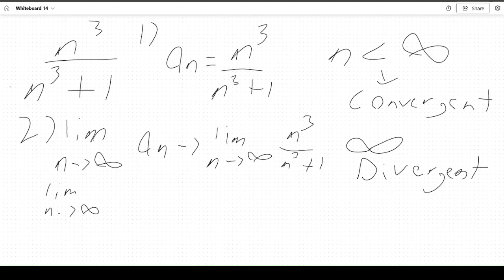So in this case, the highest exponent in the denominator is n to the power of 3. So we're going to divide all the numbers or values, and we have to divide it by n to the power of 3. So it would just look like this.